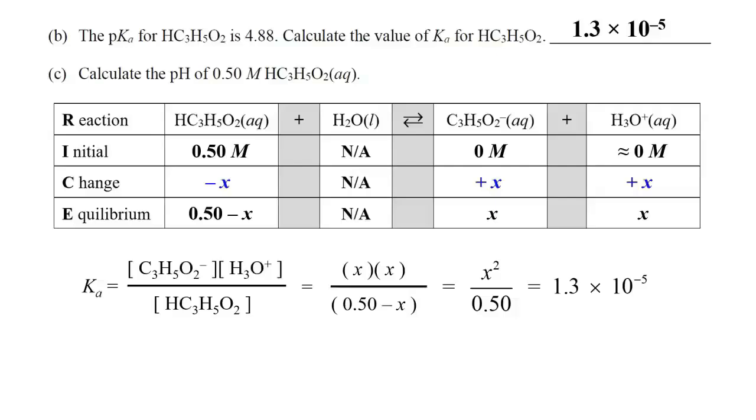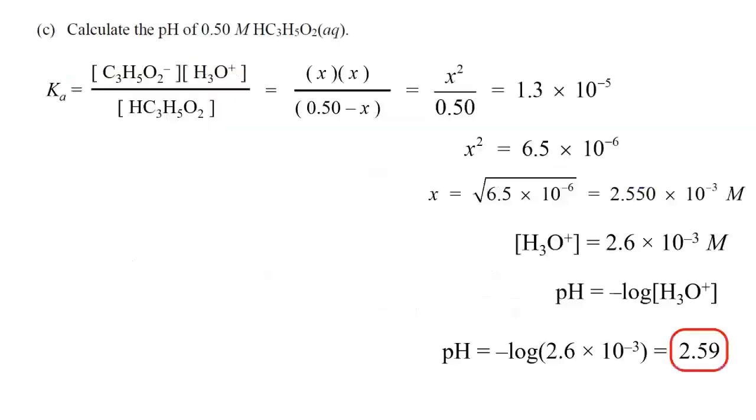So then you can change the 0.5 minus X on the bottom to just the number 0.5, and that really does simplify the math. And then once you do solve for X, as I'll show you on the next slide, that number is the concentration of the hydronium ion in solution, and then all we have to do is take the negative log of that number to get the pH.